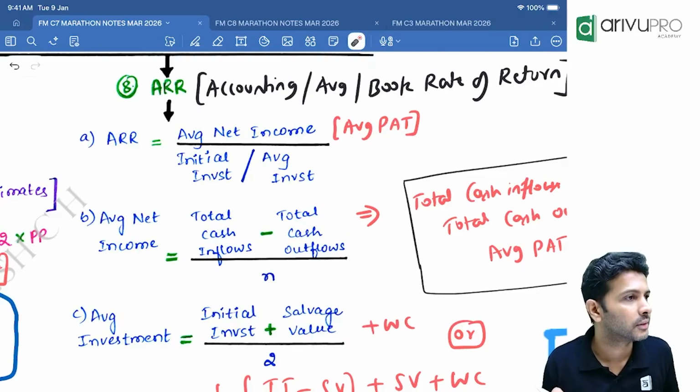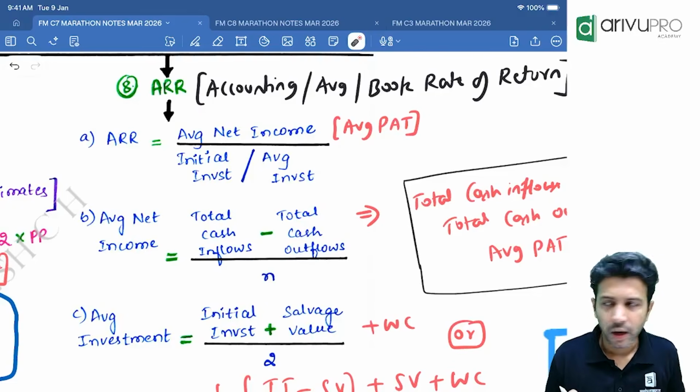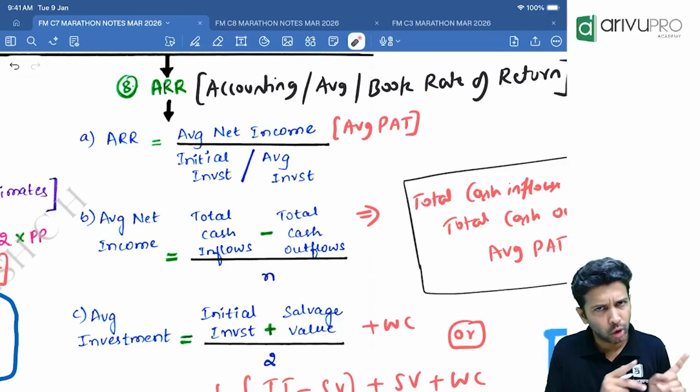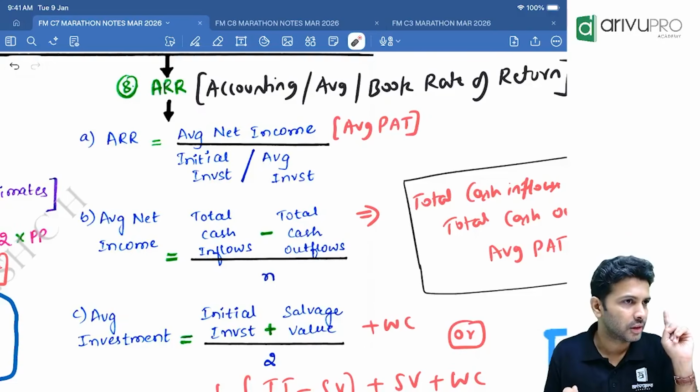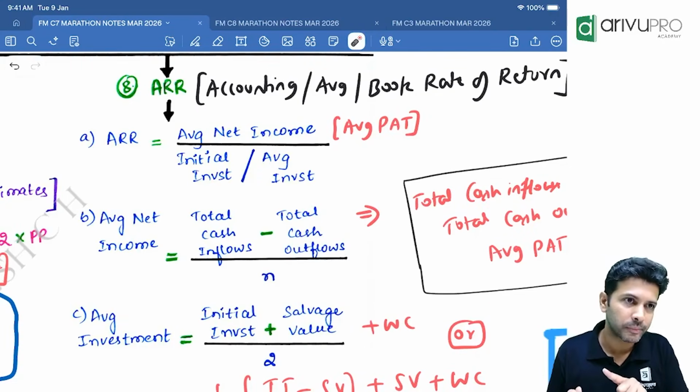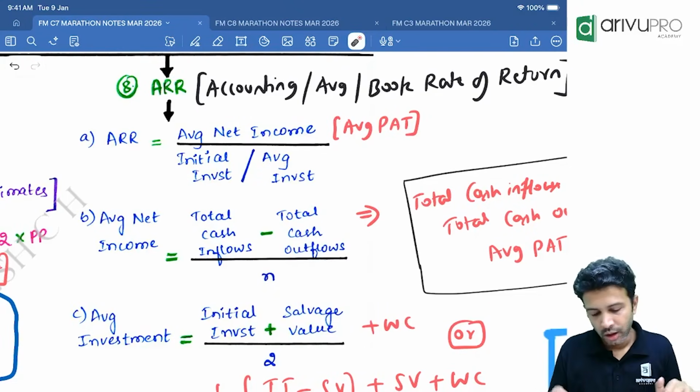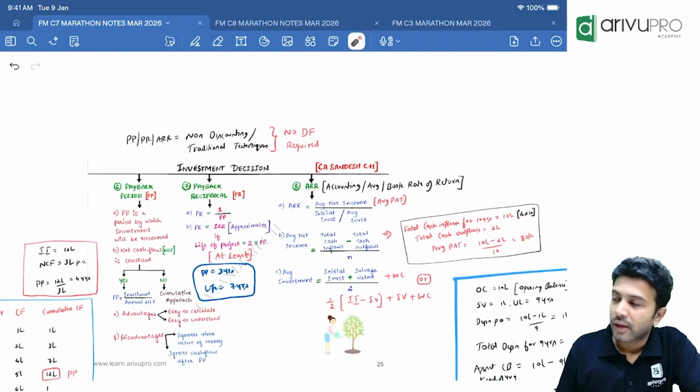Any doubts? Sorted? Is it okay? First, I will run through all the methods and then we'll take up all the questions. That way we can revise the concept once more if required. Comfortable with you? Okay. Can we move on?